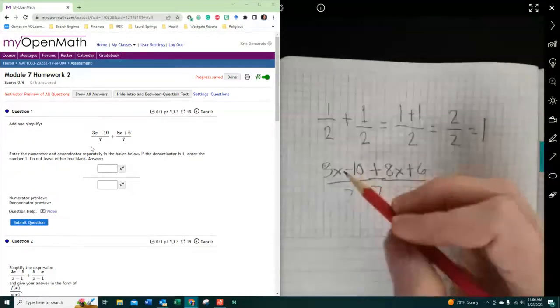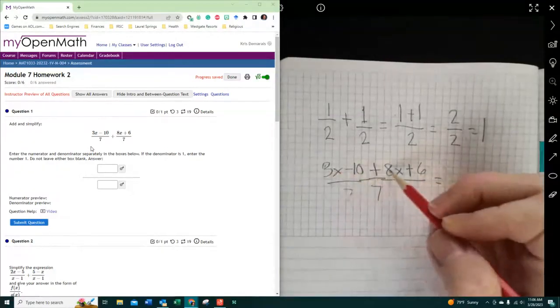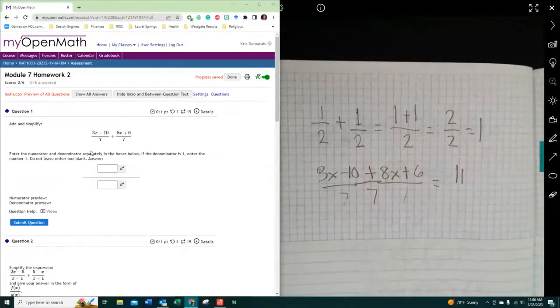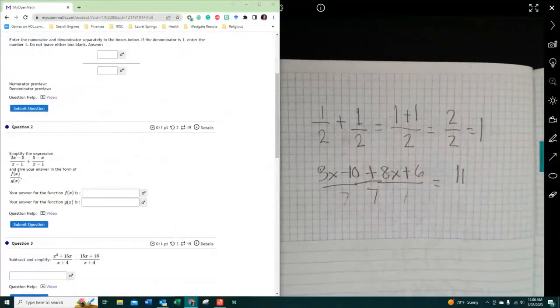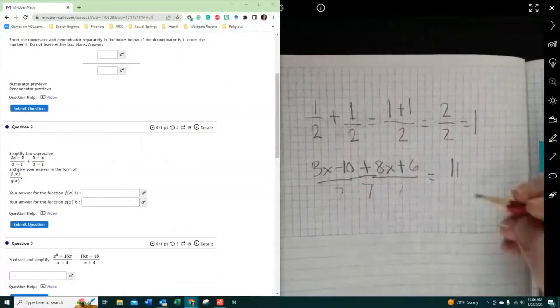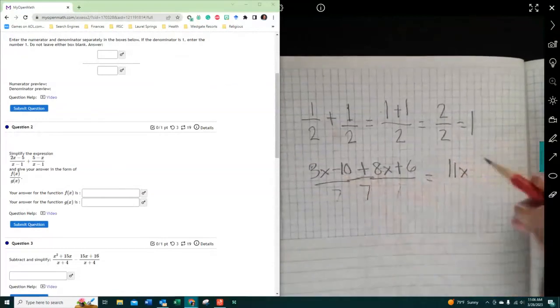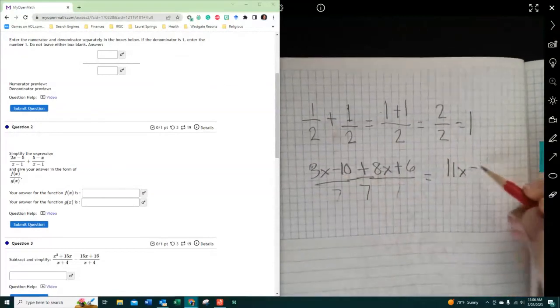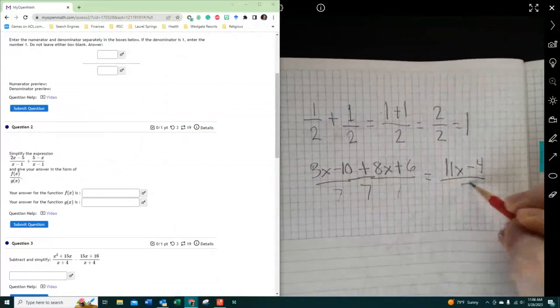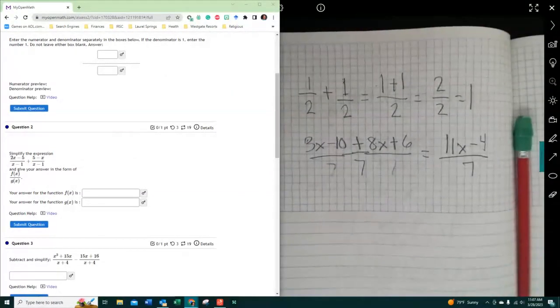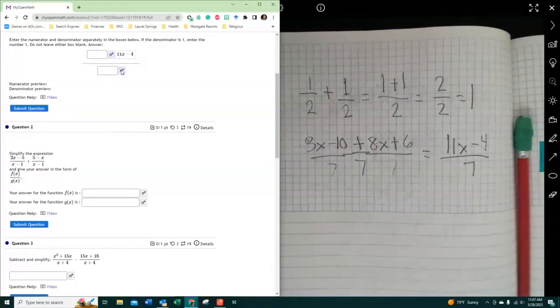Okay, so now that we have this, we're going to say, what is 3x plus 8x? So we write that down. It's going to be 11x. And then we add the -10 to the +6, and that's going to give us -4. And then we just put that over 7. And that is what we're going to look for as the answer. So it'd be 11x minus 4, and then, of course, 7 for the denominator. Okay?